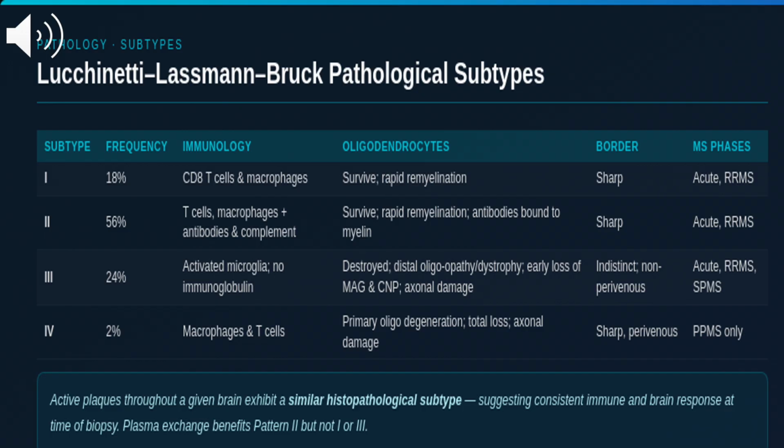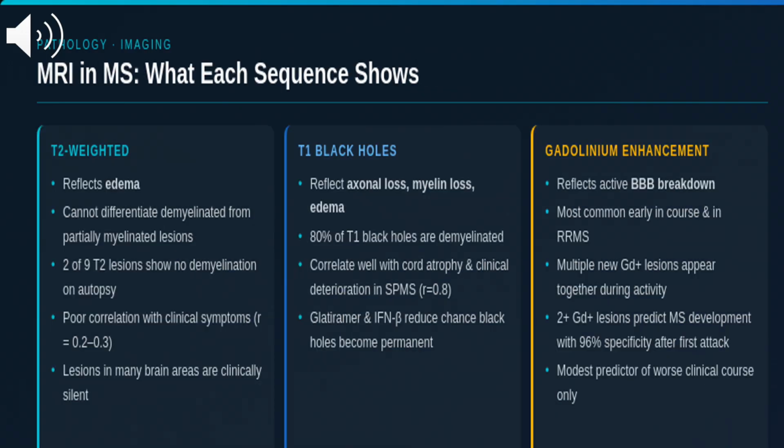A clinically critical observation: active plaques throughout a given brain show the same pathological subtype, suggesting that while patients differ from each other, each patient has a consistent underlying disease mechanism at any given time. MRI is the most powerful clinical tool we have for diagnosing and monitoring MS, but it must be interpreted with a sophisticated understanding of what each sequence actually measures and, crucially, what it does not measure.